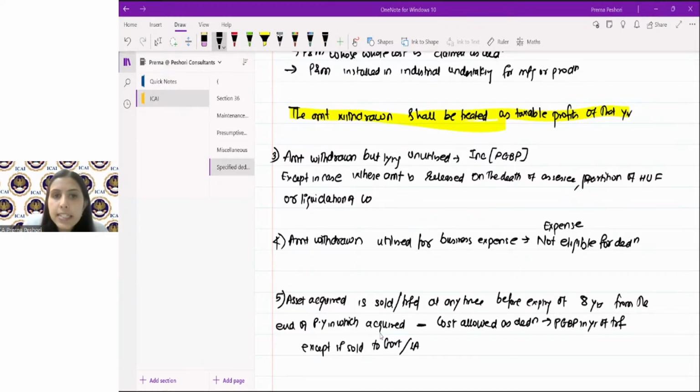Or if the transfer is in consequence of the succession, or in case of succession of a firm, in that particular case, it will be exempt. Are we clear? Any doubt?